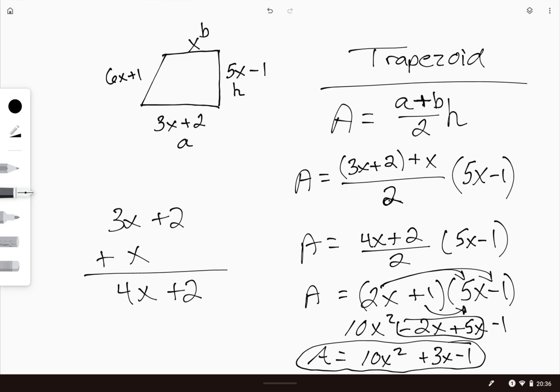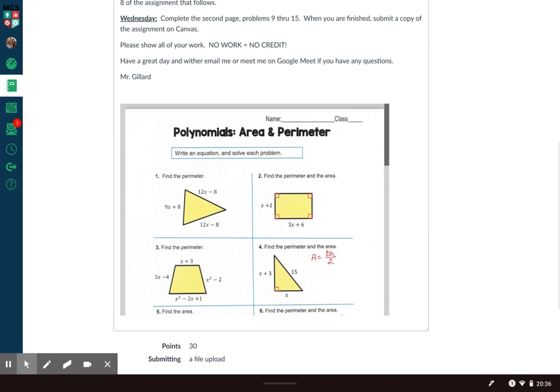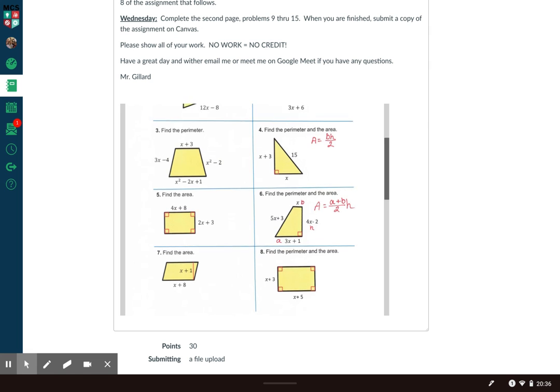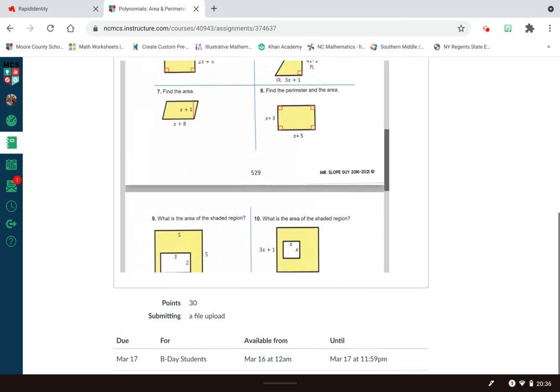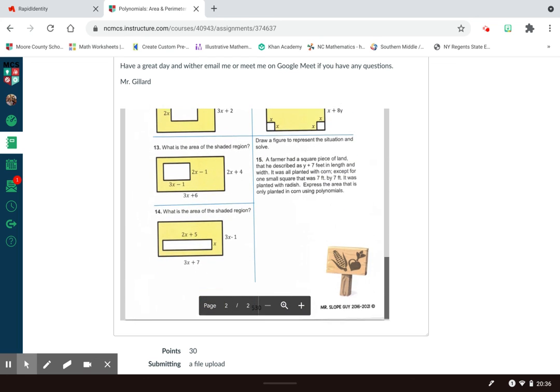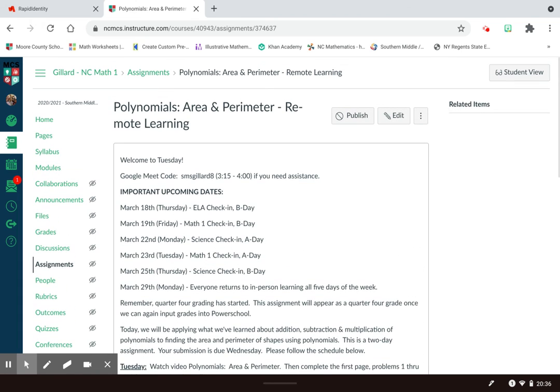And again, for the trapezoid, you would simply add up all of your sides, x, 5x minus 1, 3x plus 2, and 6x plus 1 to find the perimeter. Okay, so what we will have for today is this assignment I broke up into 2 days for you. So simply do problems 1 through 8 today, and then do problems 9 through 15 tomorrow. All right, and then submit the completed work tomorrow.